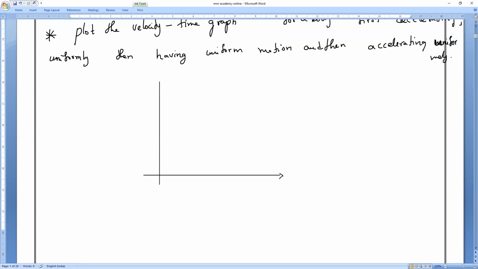So this is the x-axis. Whomever is not speaking, you can leave the meeting. Mr. Sailesh, you mainly. So time is the x-axis. And what is the y-axis? Everybody? Velocity.